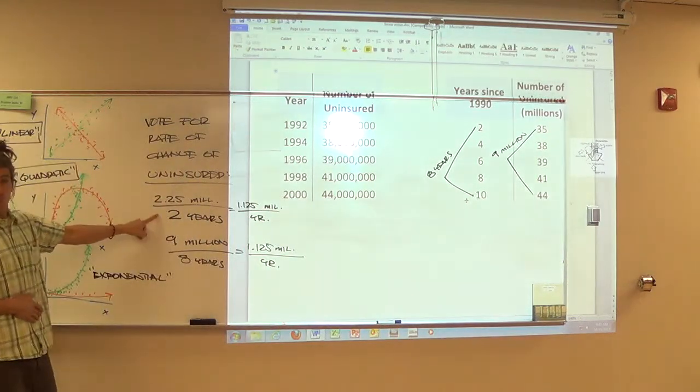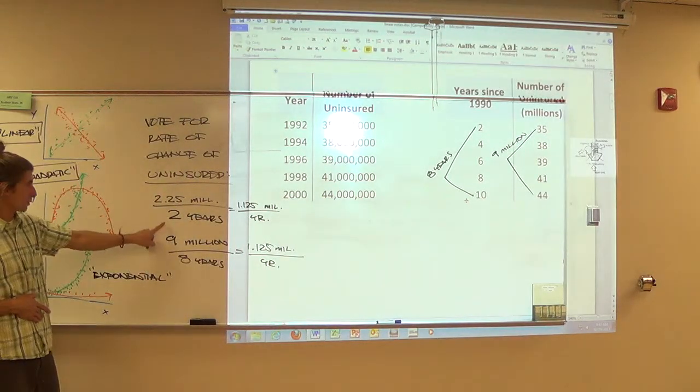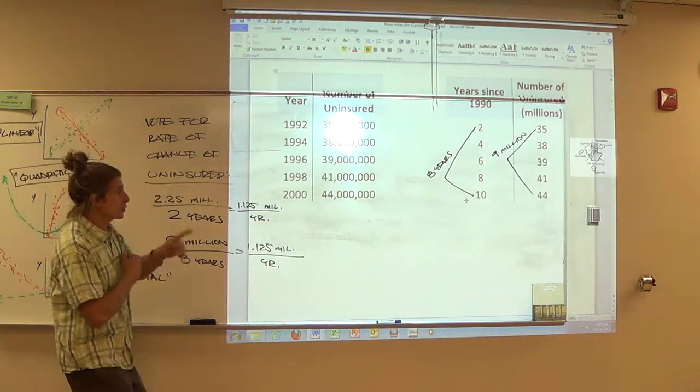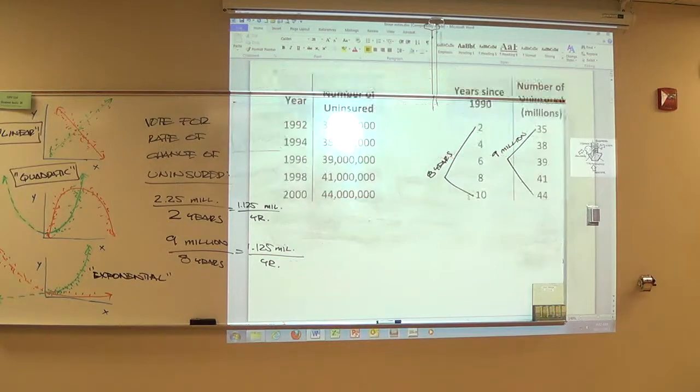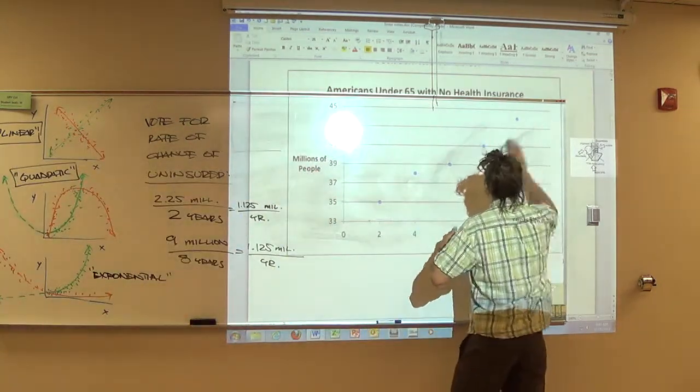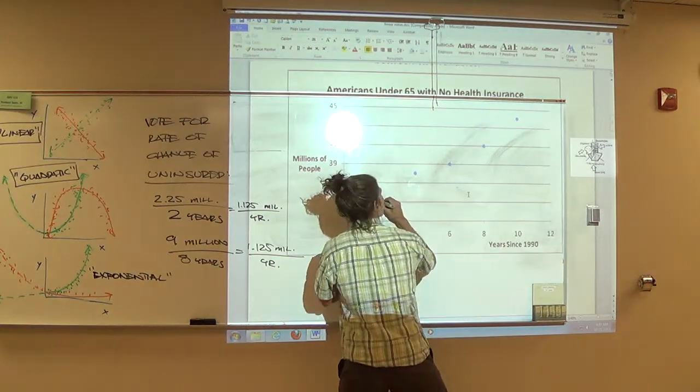This triangle would be 4 times as long as this triangle, because 8 is 4 times 2. But if you actually envision the triangle, and I will slide back up so we can see this, okay, here's David's triangle.